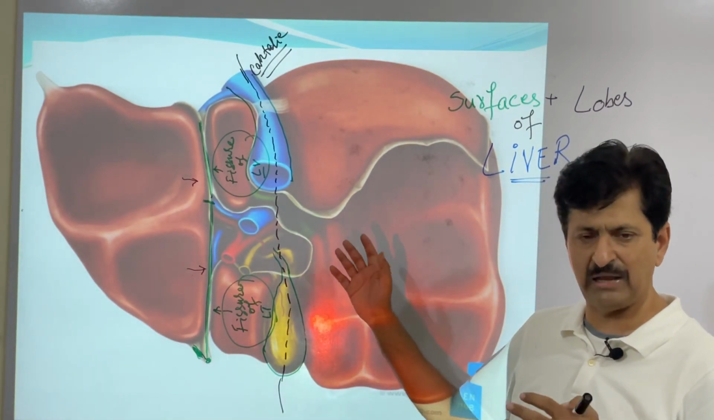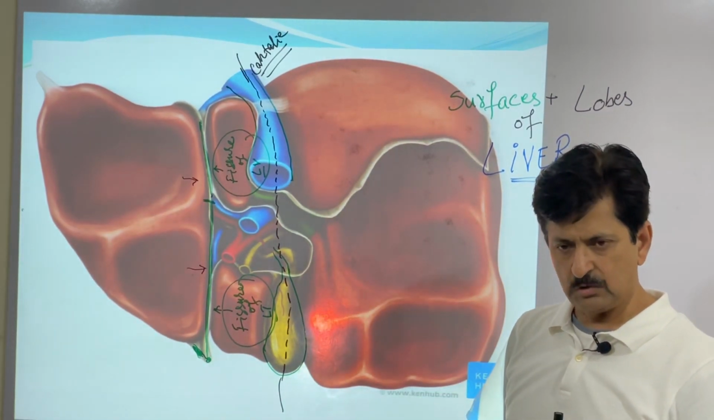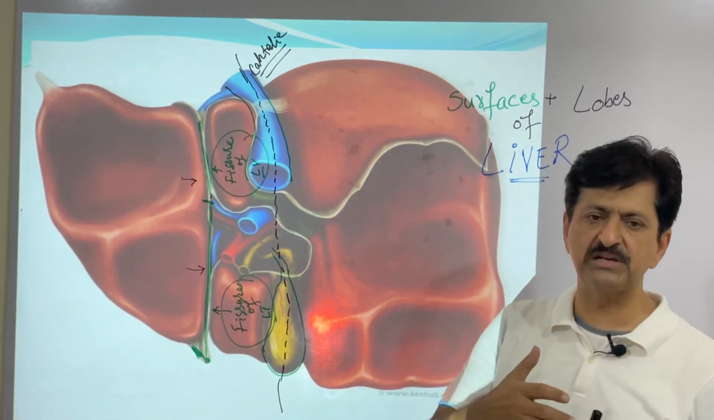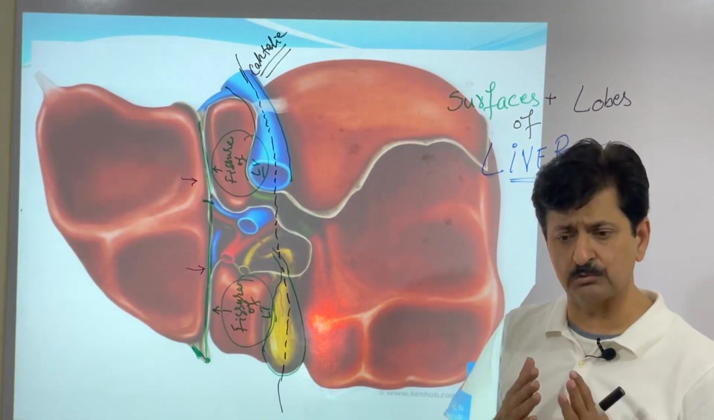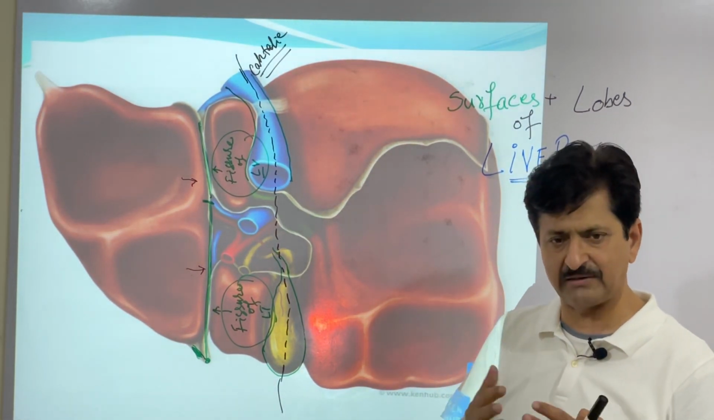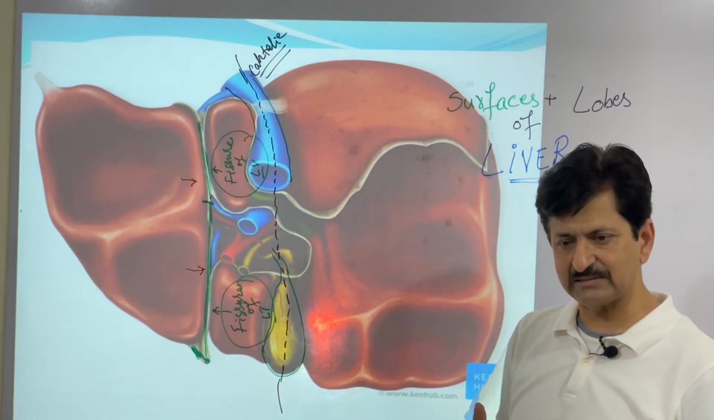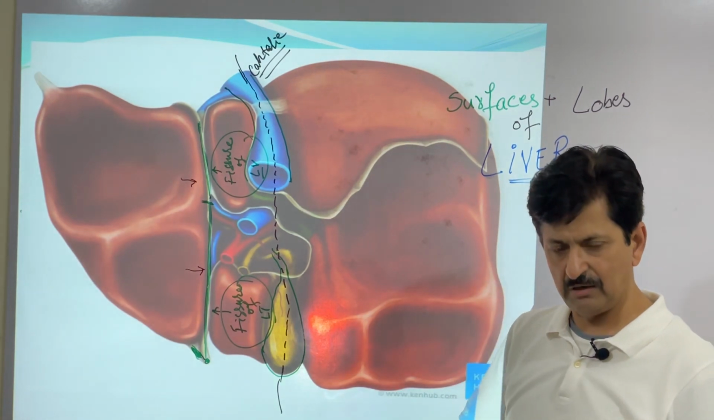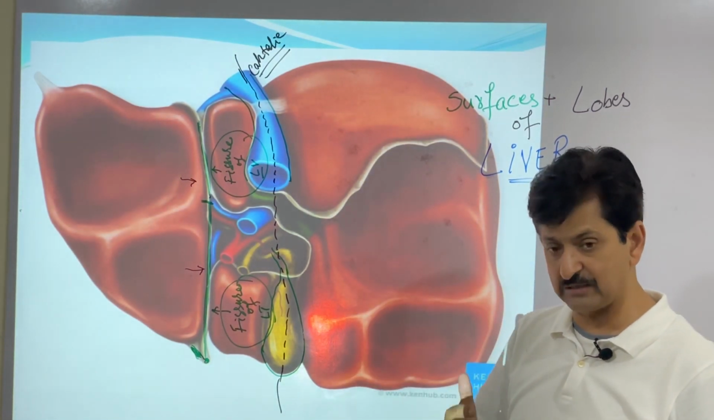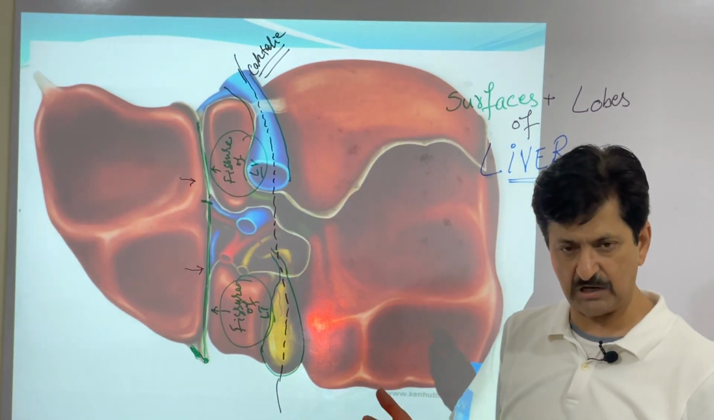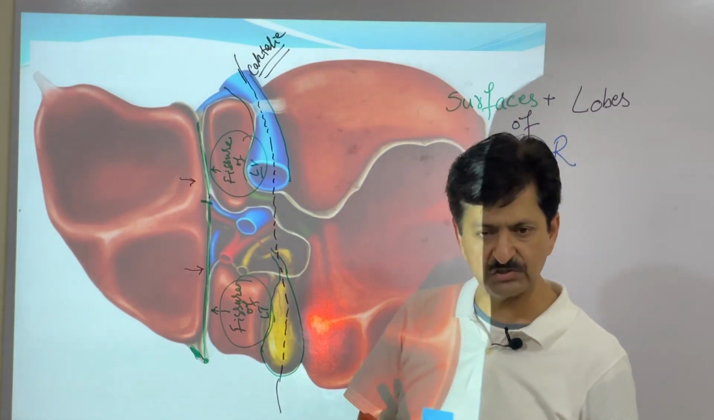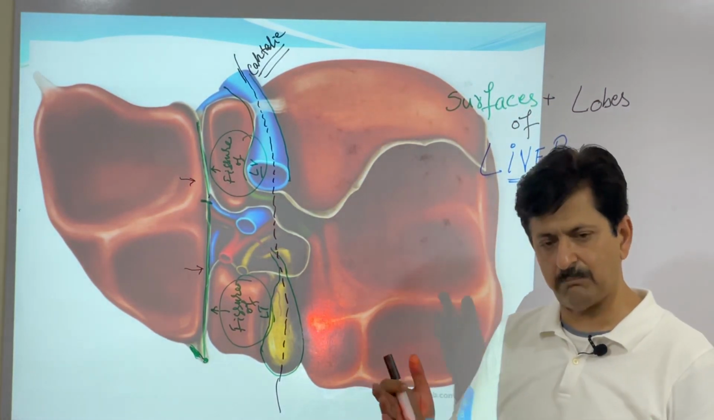We don't call it hilum as such in this liver. You will call it the place through which things are being transported. You will see that this is called the portal of the liver, the porta hepatis. So porta hepatis is actually synonymous with the hilum of the liver.